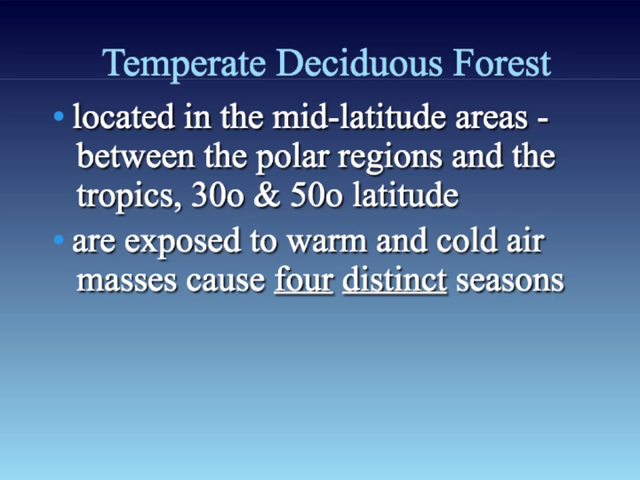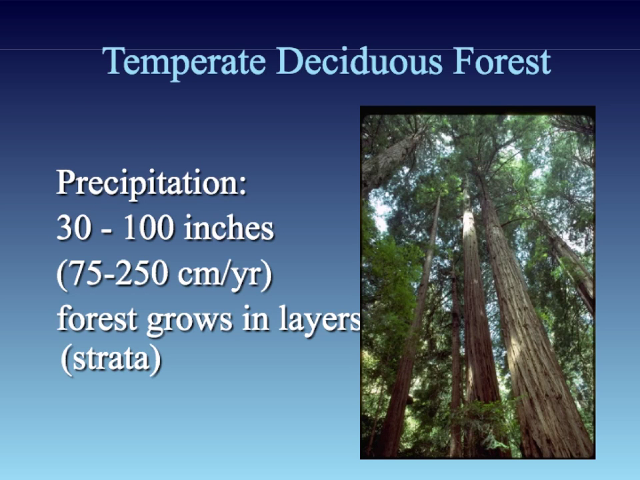They're located in the mid-latitude areas between the polar regions and the tropics, which is exactly where we live. And you get to experience 4 distinct seasons in temperate deciduous forests because of their exposure to warm and cold air masses. They get a moderate amount of precipitation, 30 to 100 inches a year, just depending on which forest you're in. And the forest does grow in layers, so you will see some strata in these forests.